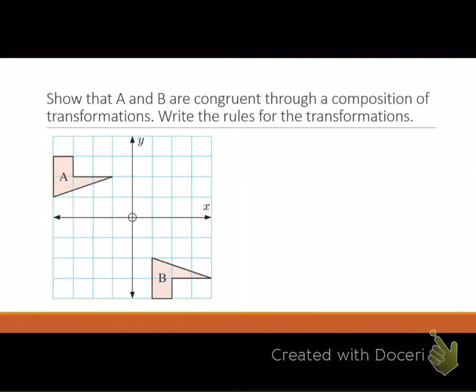All right, so show that A and B are congruent through a composition of transformations. Write the rules for the transformations. So what do you guys want to do first to show that A is congruent to B? We got to get A onto B. What would you want to do first, Alana? Reflect over the y-axis. So first we're going to reflect, so reflection over the y-axis.